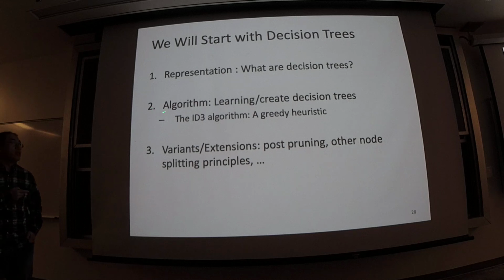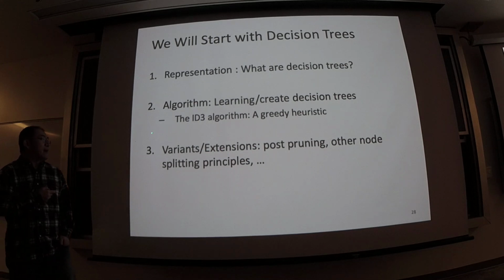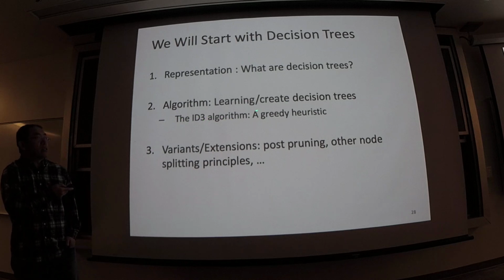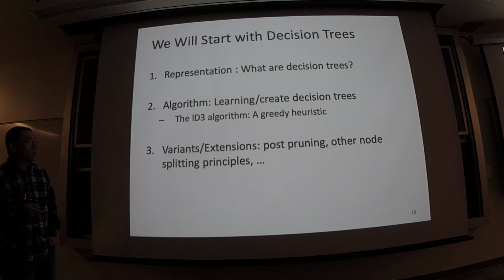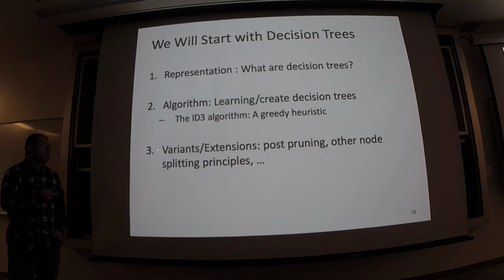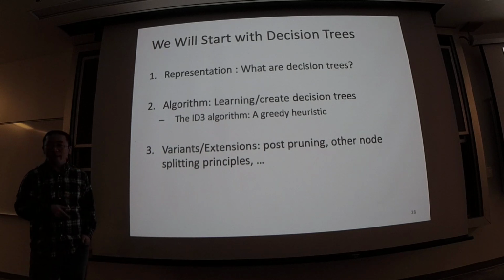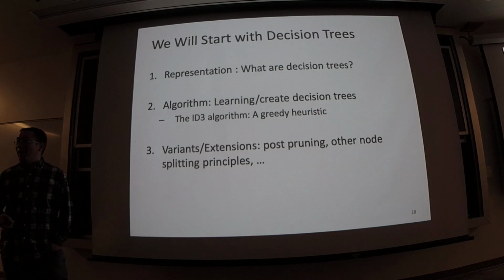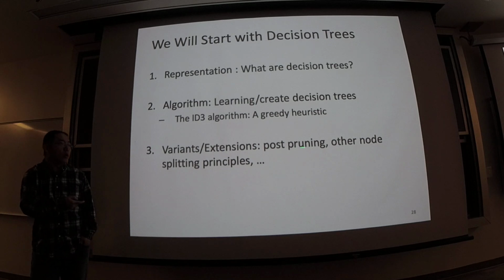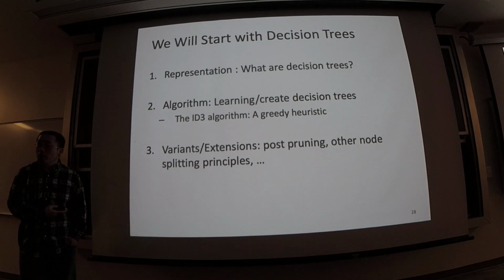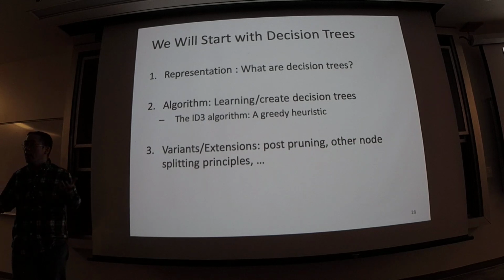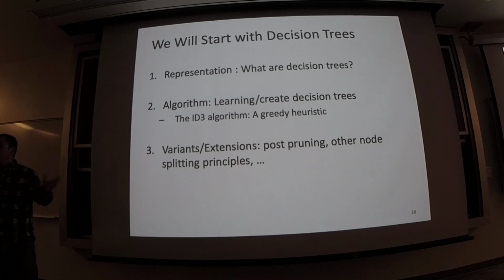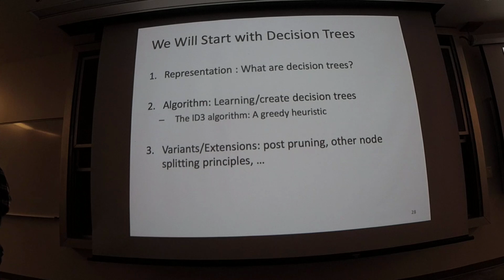And then we'll introduce the learning algorithm of decision trees, namely how can we automatically construct decision trees from training data. We'll cover the classical ID3 algorithm, which is essentially a greedy algorithm. On top of that, we'll introduce a few variants of ID3 and a few extensions to further improve performance, like post-pruning to avoid overfitting and other node splitting principles. The original ID3 uses information gain to split the node, but in other contexts you can change to other, more robust principles, right?